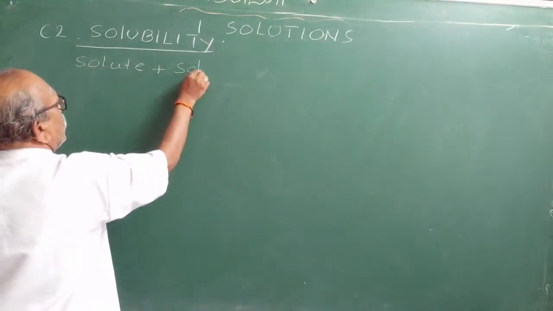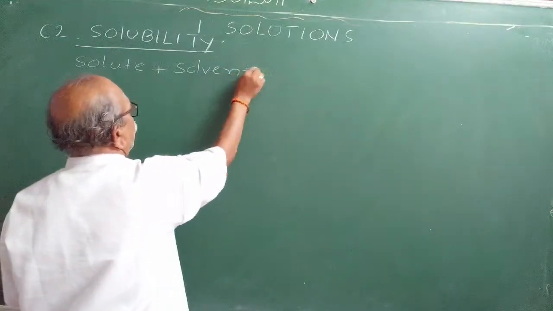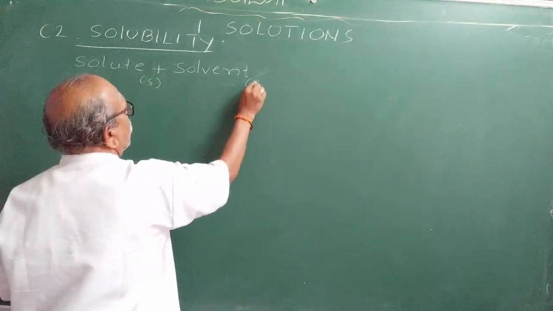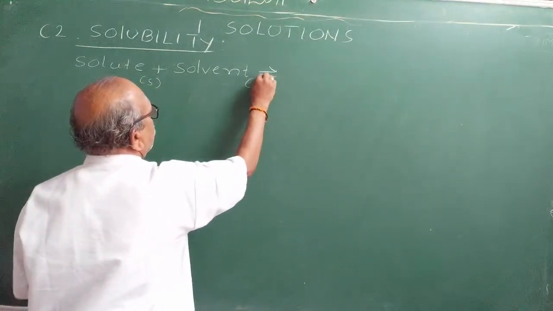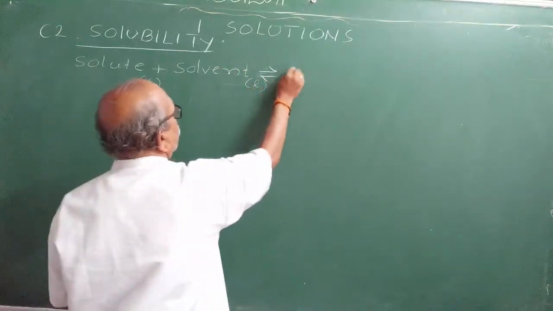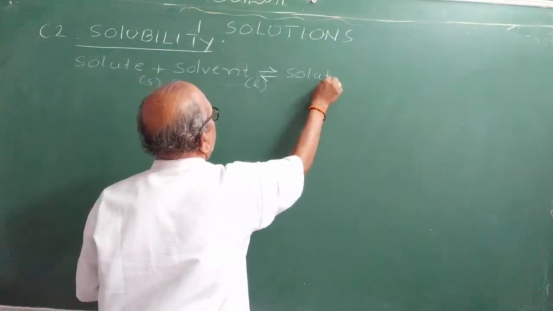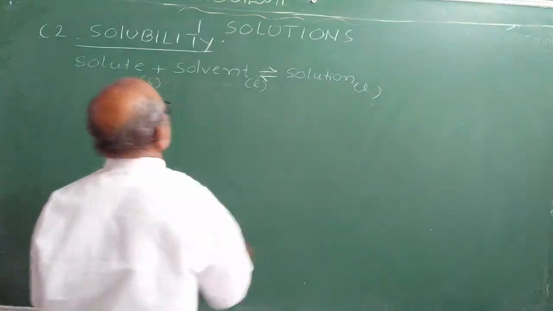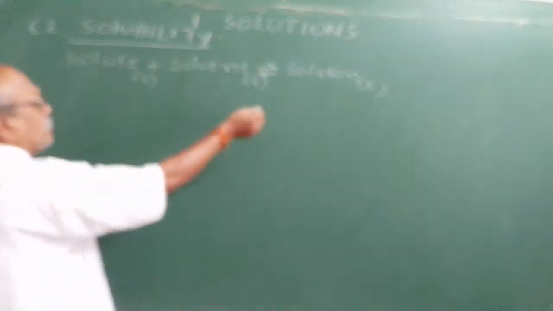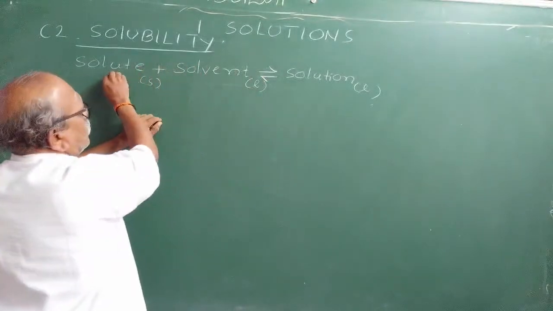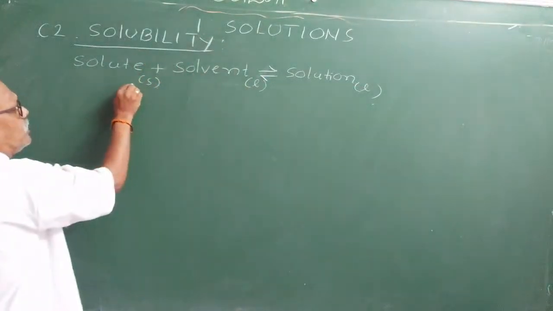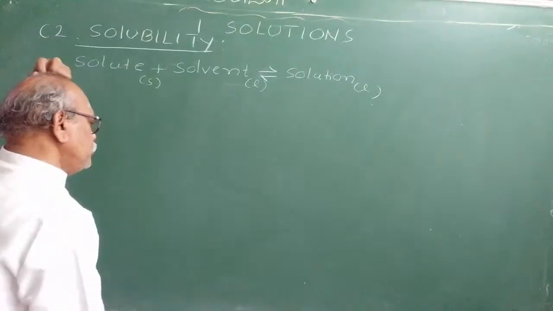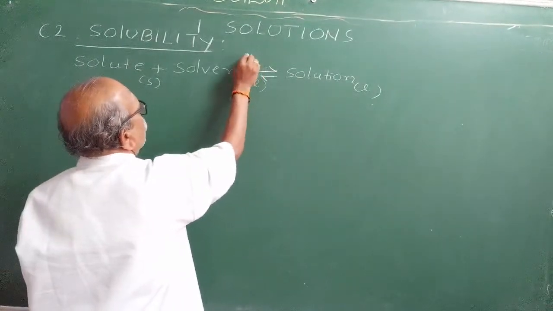When a solid solute and a liquid solvent are taken, we studied that there exists an equilibrium between them. Generally the liquid decides the state of the solution. A solid solute when dissolved in a liquid solvent will form a solution. It will be in equilibrium, and this particular process is called dissolution.